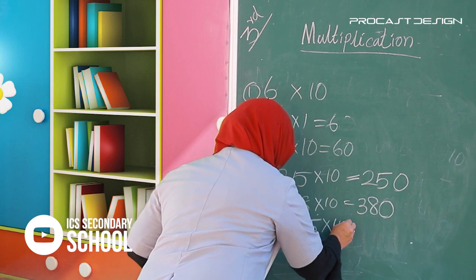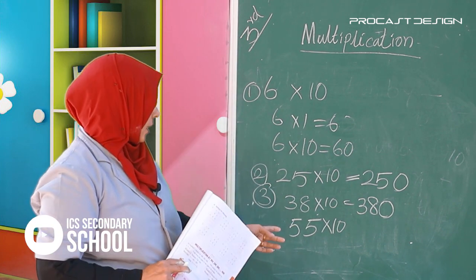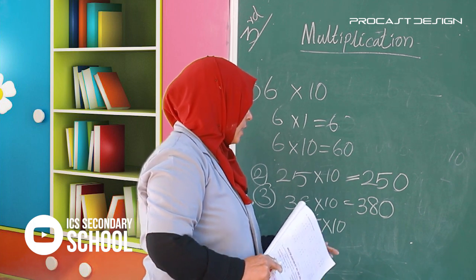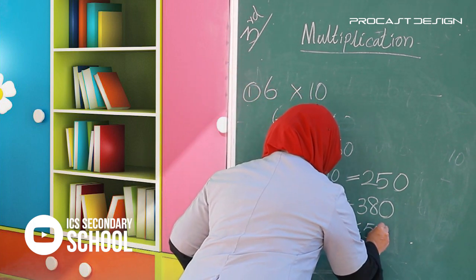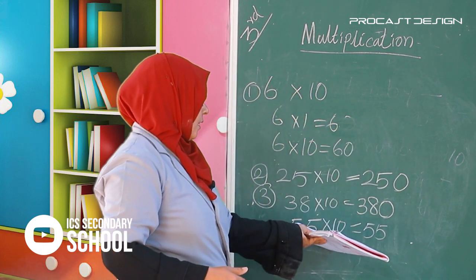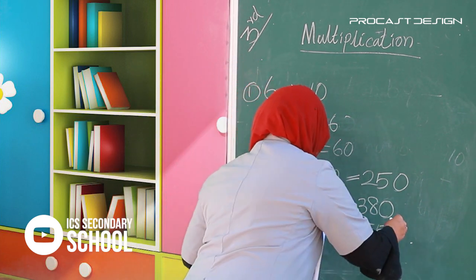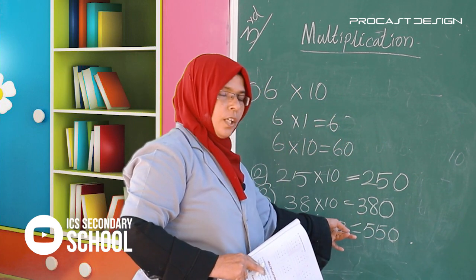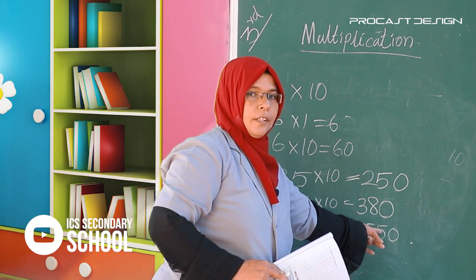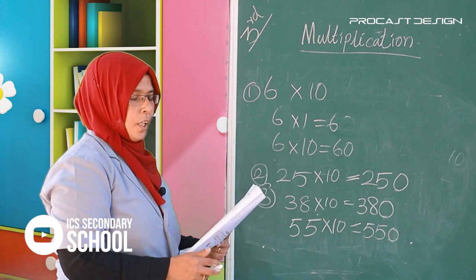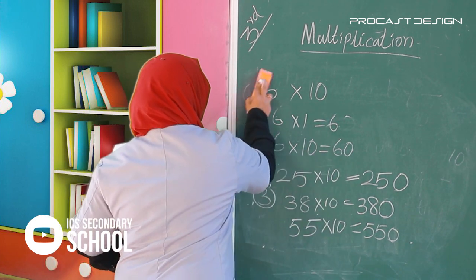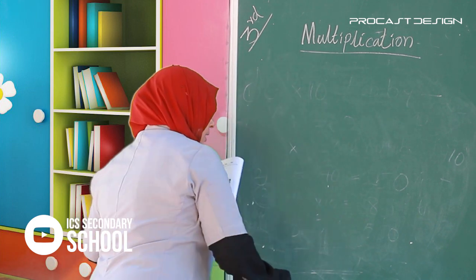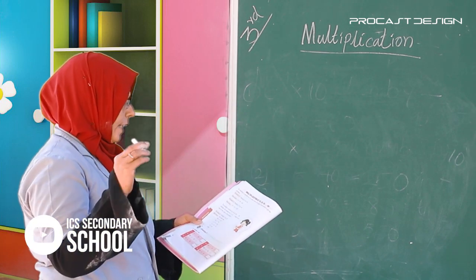Next, 55 into 10 equal 55 into 1. Okay. 55, and put a 0 on the right side of 55. Yes. 55 into 10 equal 550. All of you write it in your notebook. Do you finish? Yes.